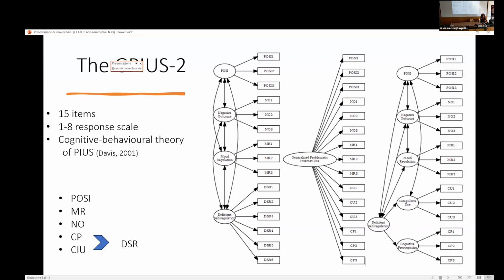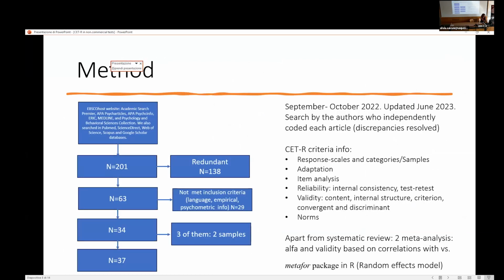Okay, but in the studies we reviewed, we saw that in many cases they were comparing this factor model with more parsimonious models, such as the unidimensional model, or, for example, one where the items of compulsive use and cognitive preoccupation were considered all indicators of a first-order deficient self-regulation. So in our review, we are also going to be comparing these models.